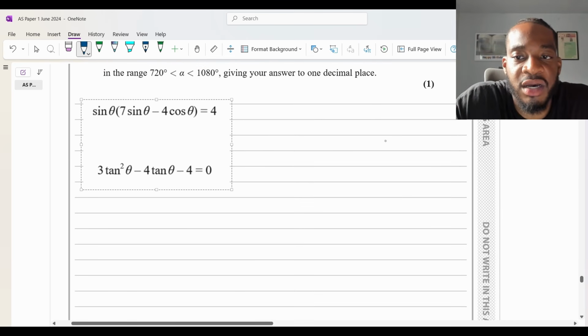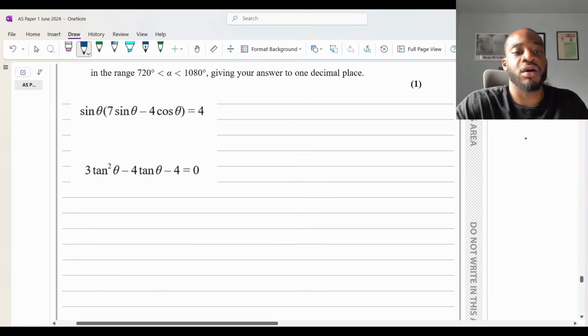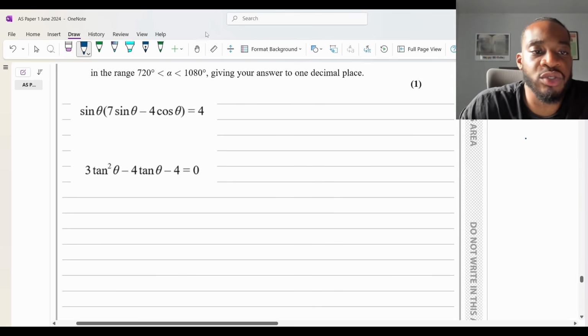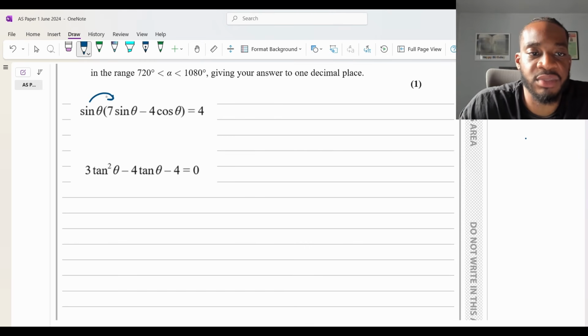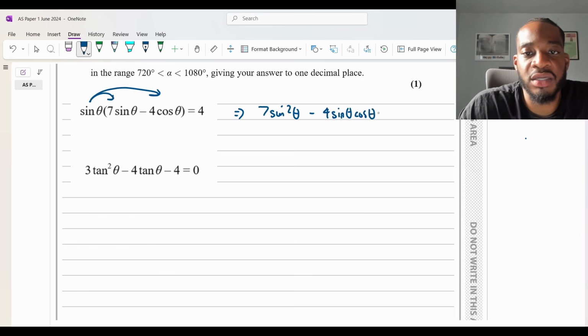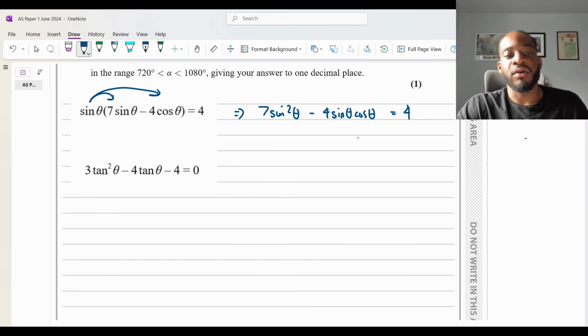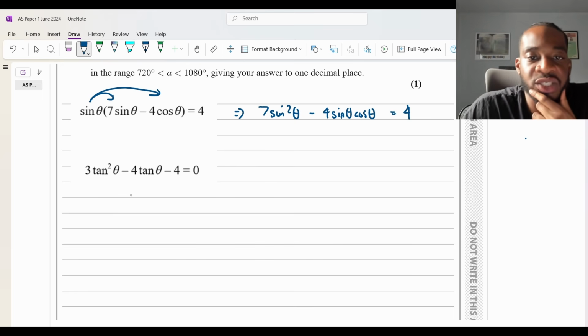I've got it summarized underneath here. So the first thing that I would do is expand. I'll just expand that. So if I do that, that will give me 7 sine squared theta minus 4, and I'll put the sine theta first, 4 sine theta cos theta is equal to 4. Now, we need tans, don't we?